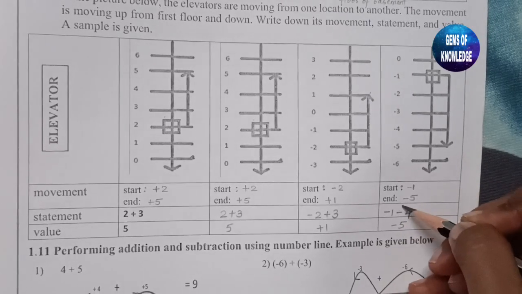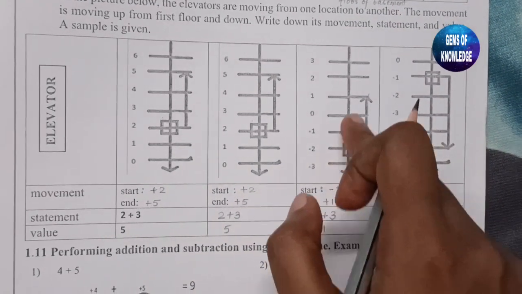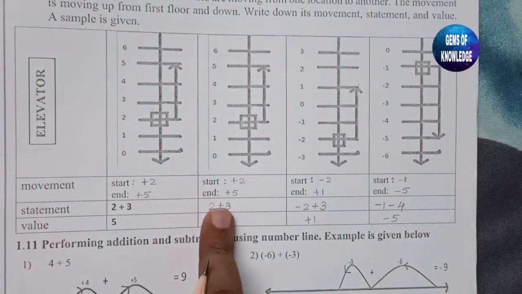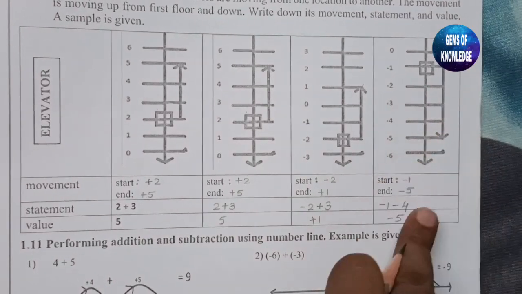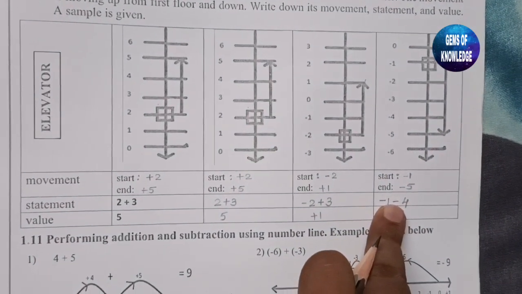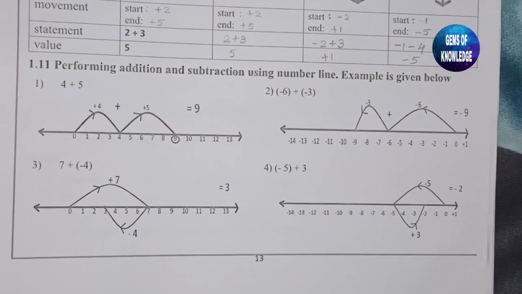Why have we used minus 4 here? Because it is coming in the downward direction. Everywhere it is going in the upward direction, so we are using plus in between. But in the last case, it is coming in the downward direction, so we have to use a minus sign here. Okay, next, performing addition and subtraction using number lines.